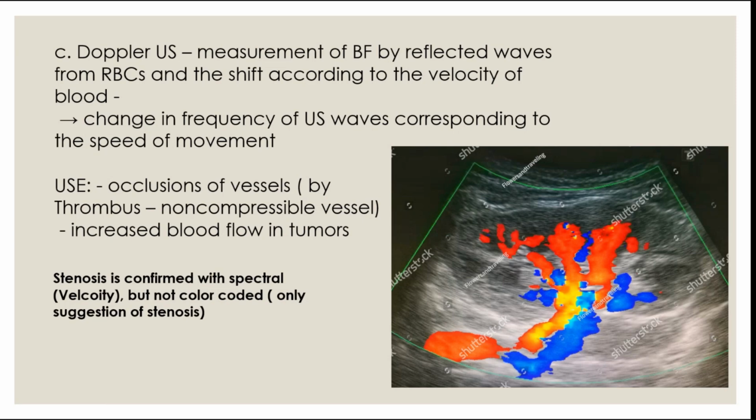You cannot confirm stenosis with color coded Doppler. You have to use spectral to see the change in the velocity, but color coded can only give you a suggestion of stenosis. And usually the picture in color coded will appear like this. You see a red part and a blue part. The red part just means that the flow is towards the probe, and the blue part it's away from the probe. That's basically it for ultrasound.